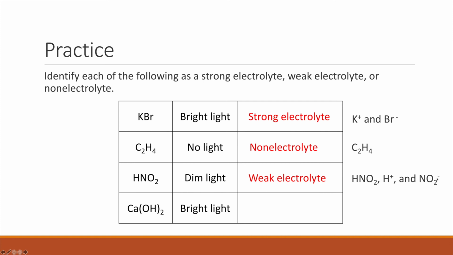And the last one, calcium hydroxide, that's ionic. It's got a bright light, so that is a strong electrolyte. I'm going to see Ca2+ and OH- in the solution. And that concludes our lesson on electrolytes.